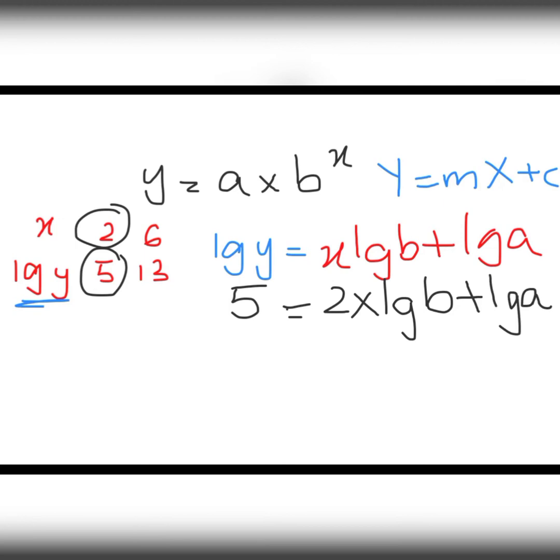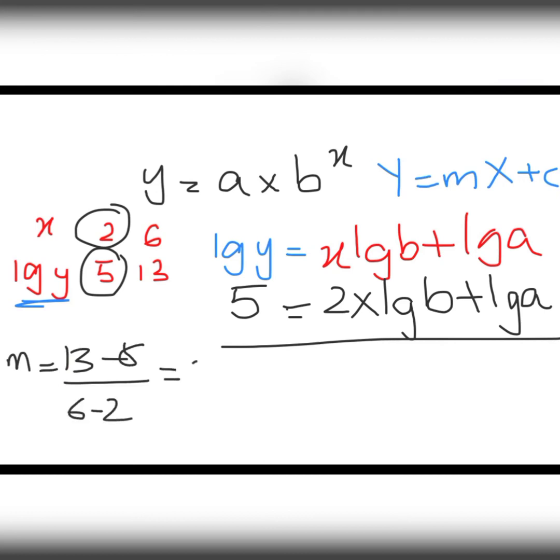And if we now let this remain on hold and we find the gradient using these 2 points, (2, 5) and (6, 13), the gradient comes out to be m equals 13 minus 5 upon 6 minus 2, which equals 2. So LGB becomes 2. LGB is the gradient, as you can see from here.